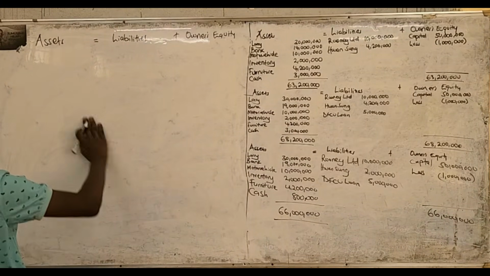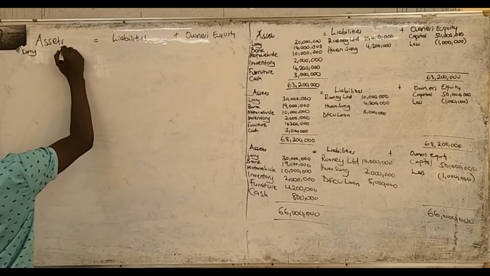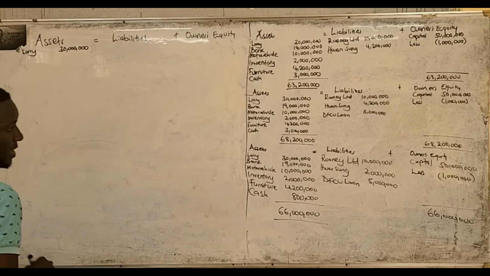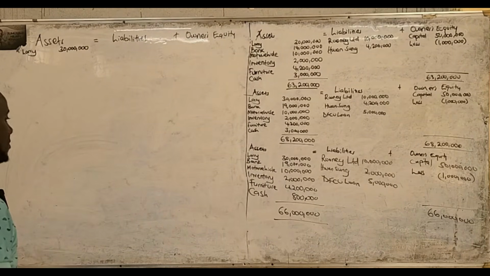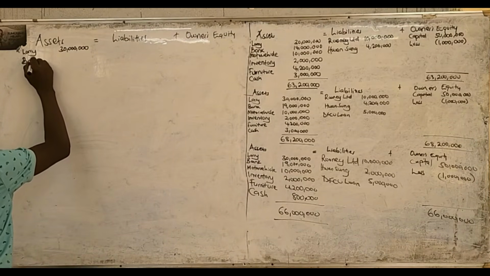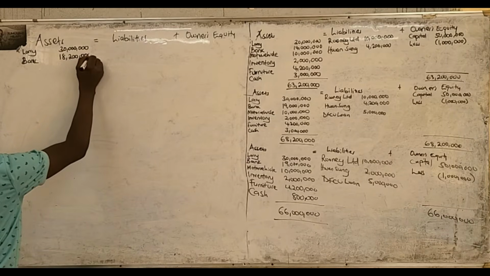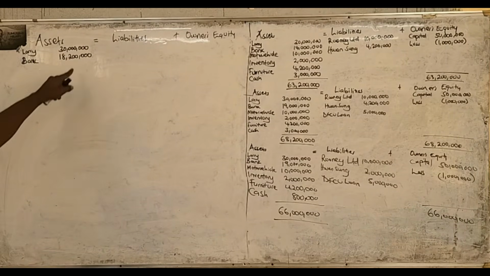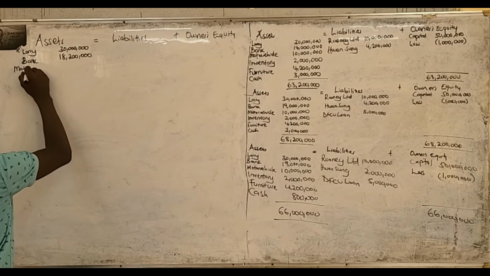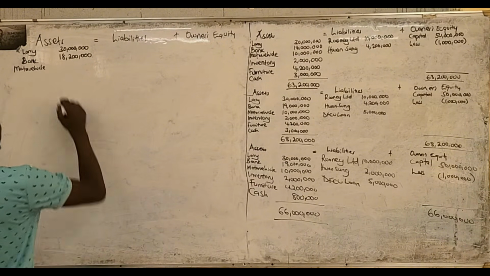So we have our assets, we have lorry, and our lorry is 30 millions. Then cash in bank. Now they told us that he actually did what? He paid. So that means our cash in the bank will be 18,200,000, with the 800,000 which has been deducted off. Then we shall have our motor vehicle, and the motor vehicle is 10 millions.